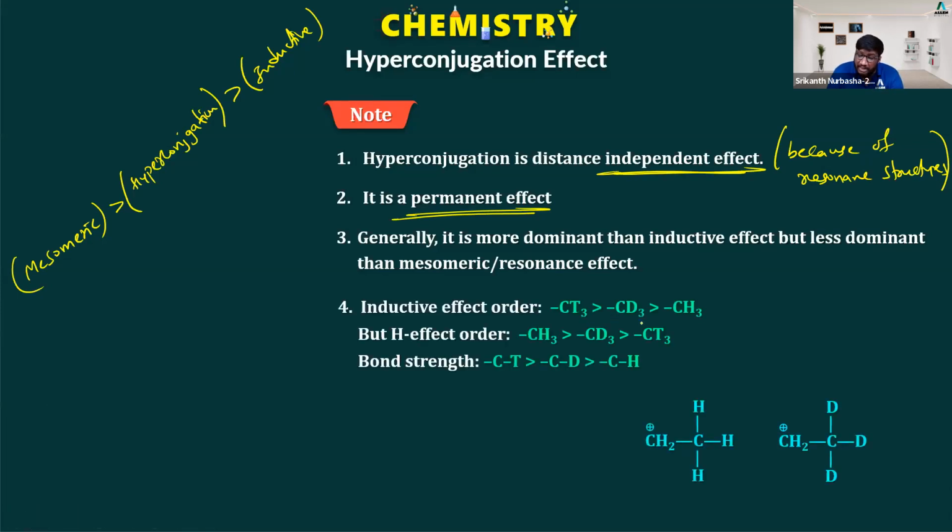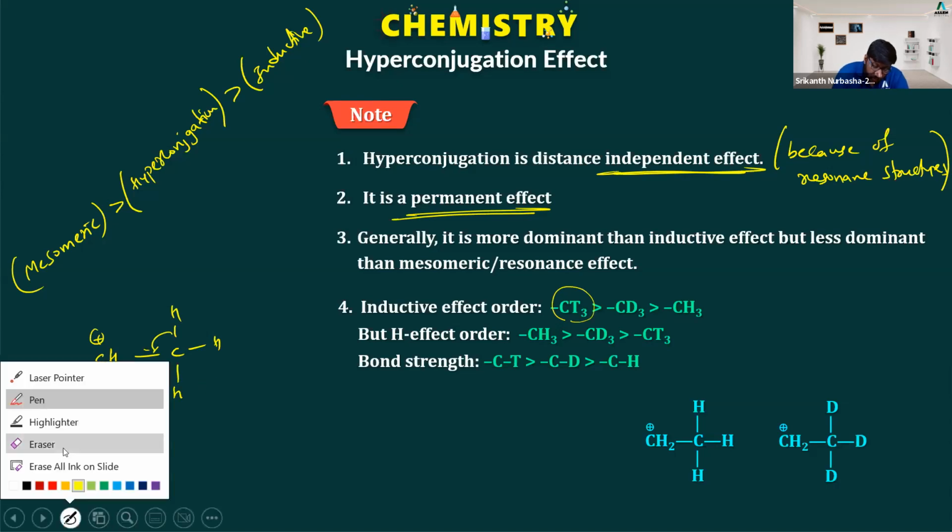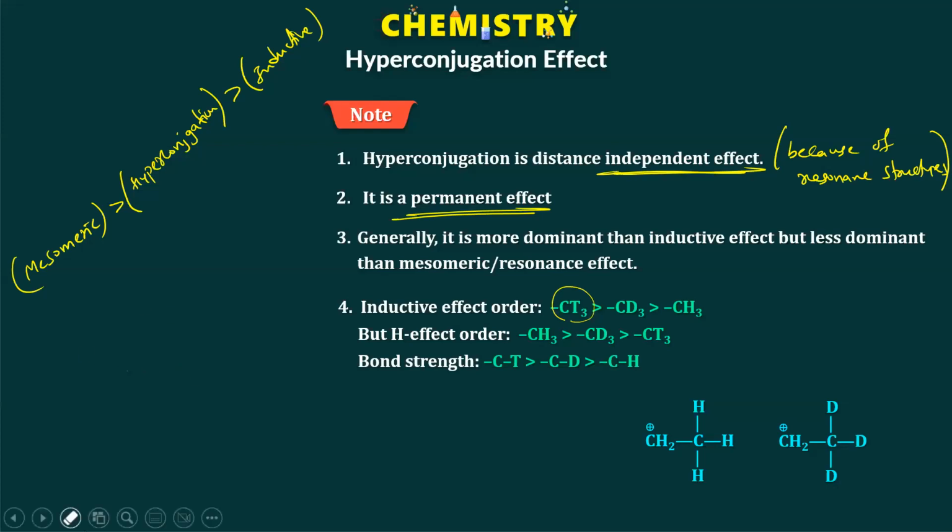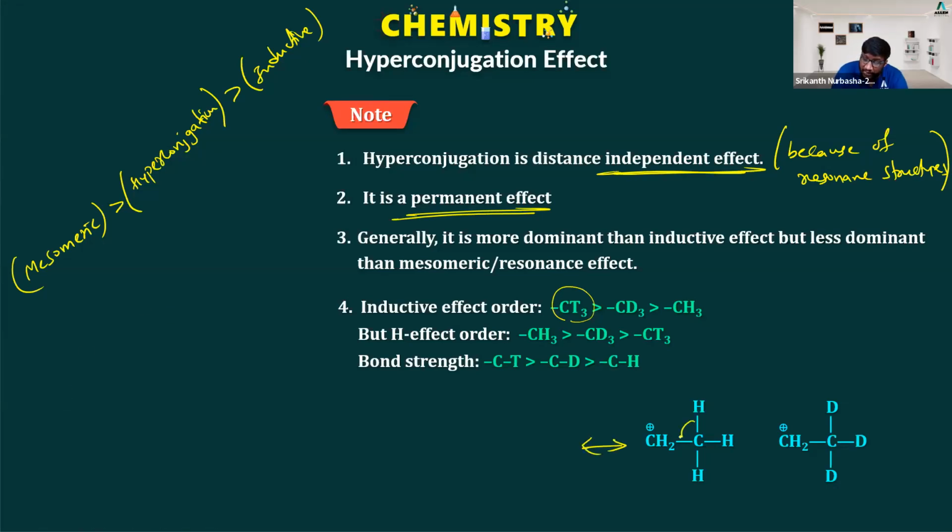Inductive effect: if you compare CD3 greater than CH3, for inductive effect I have to look at electron donating tendency. I have explained this with the concept of reduced mass also. CT3 is a better electron donating group than CD3, than CH3. But if you want to compare the hyperconjugation, what is the order? Take this example, CH2 plus CH3 and CH2 plus CD3. If you try to write the hyperconjugated structure for CH2 plus CH3, is the C-H bond a stronger bond or a weaker bond? Weaker bond. So the C-H bond is weaker, which means hyperconjugation is easier in the C-H bond.